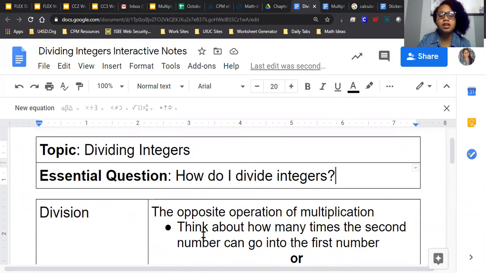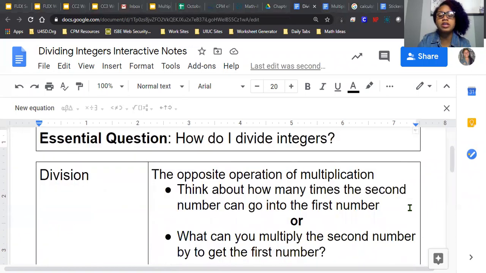So you could think of division as the opposite operation of multiplication. So think about how many times the second number can go into the first number. That's one way to think of it. Or you could think of it as what can you multiply the second number by to get the first number? So for instance, if you're dividing 12 divided by 6, you would think how many times can 6 go into 12, or you could think of it as 6 times what will get you 12. This is similar to the way that we solve diamond problems from earlier in the chapter.